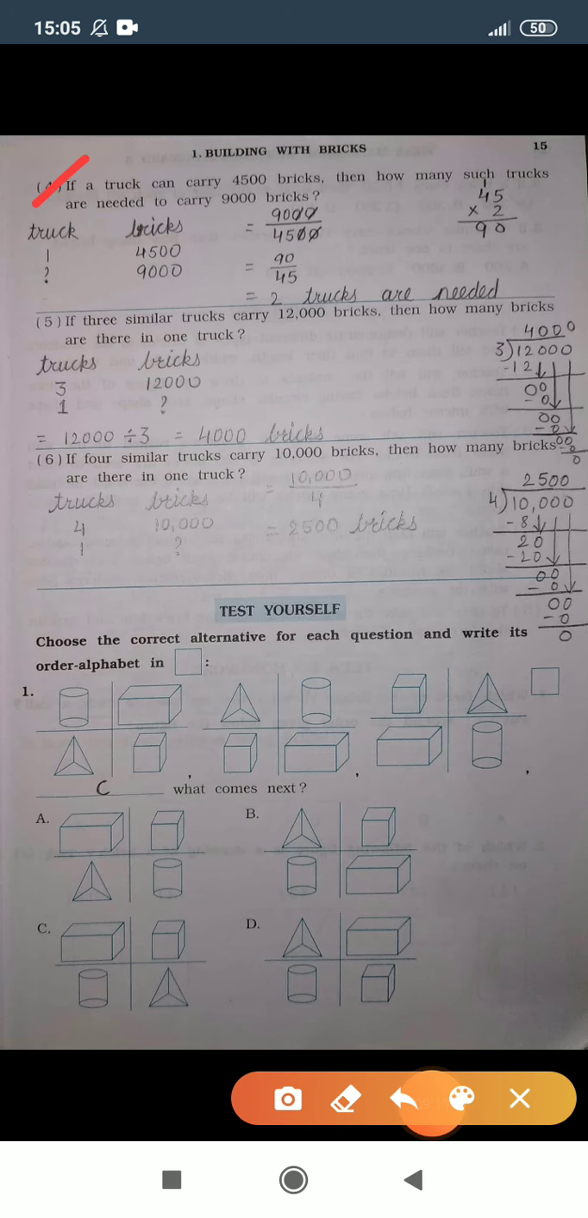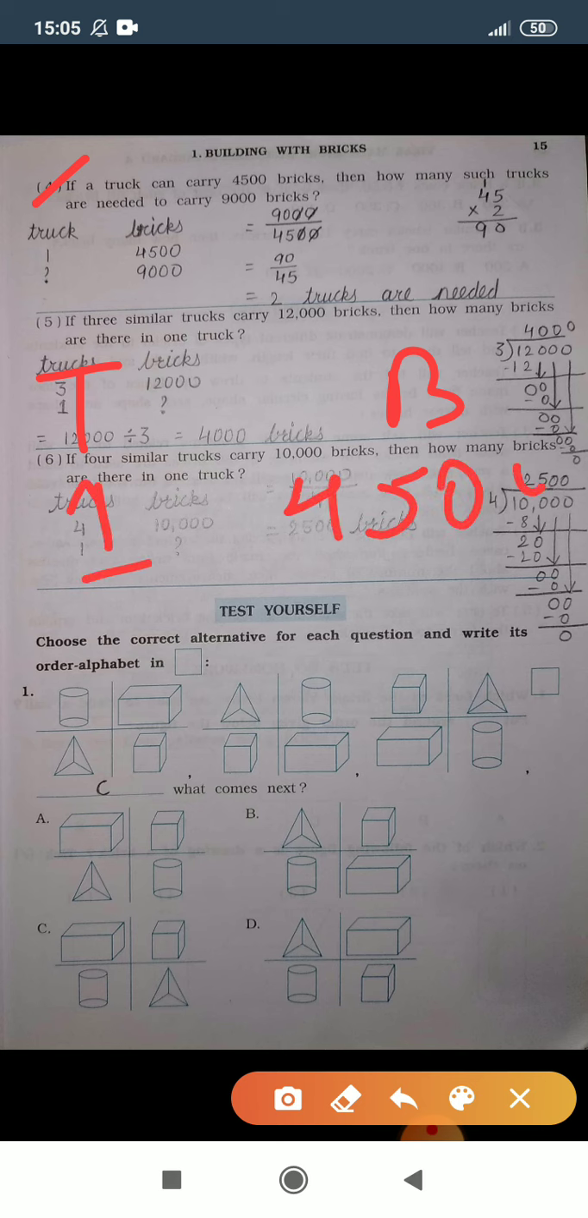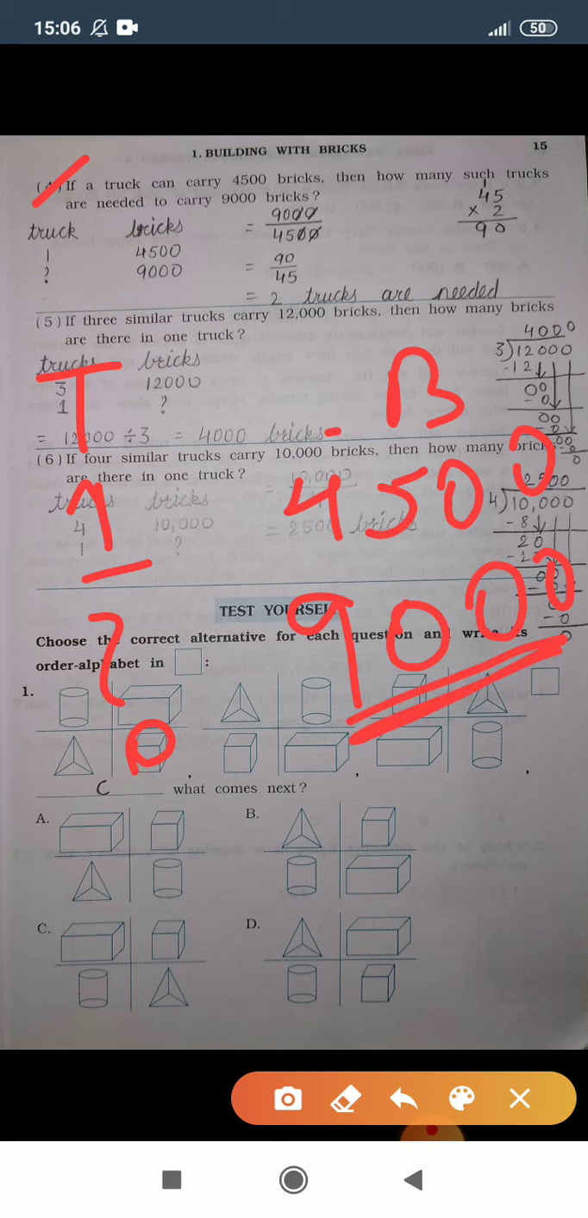Let's see question number 4. If a truck can carry 4500 bricks, then how many such trucks are needed to carry 9000 bricks? Again here truck and brick is given. One truck can carry 4500 bricks, and we are given 9000 bricks, and we need to find out how many trucks are needed for this 9000 bricks. Again we need to divide these numbers.